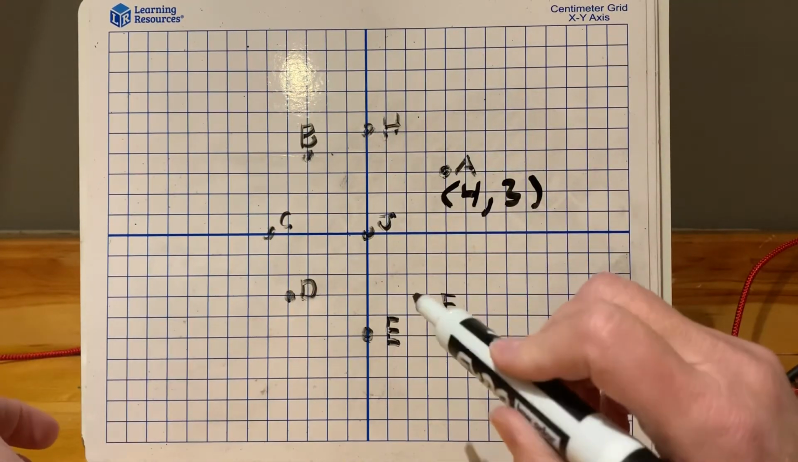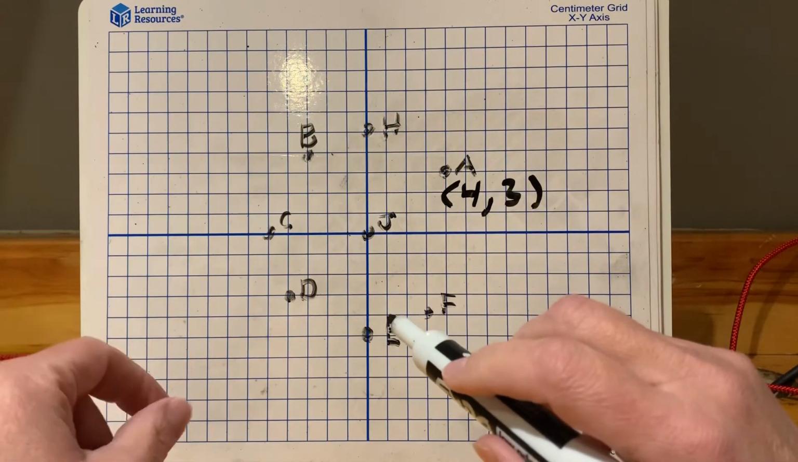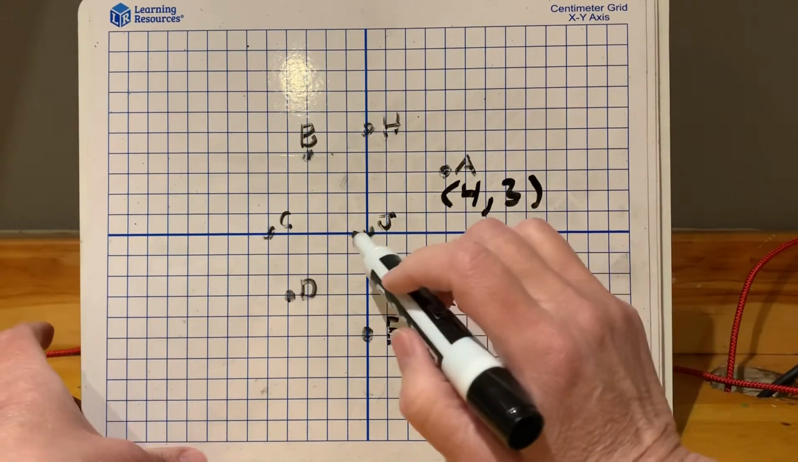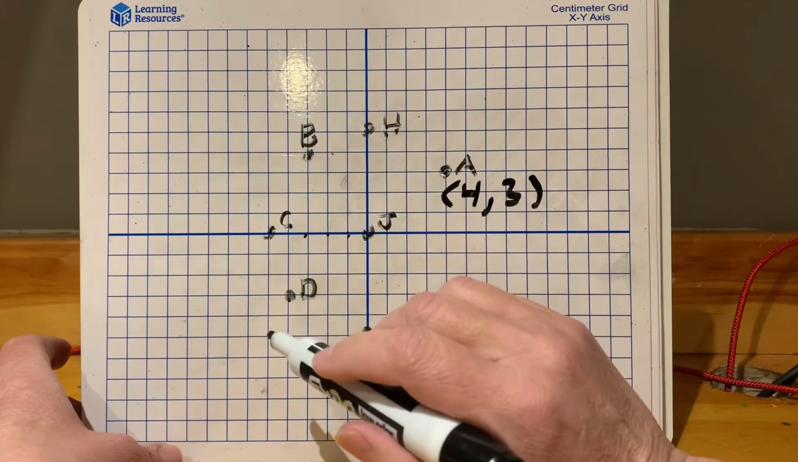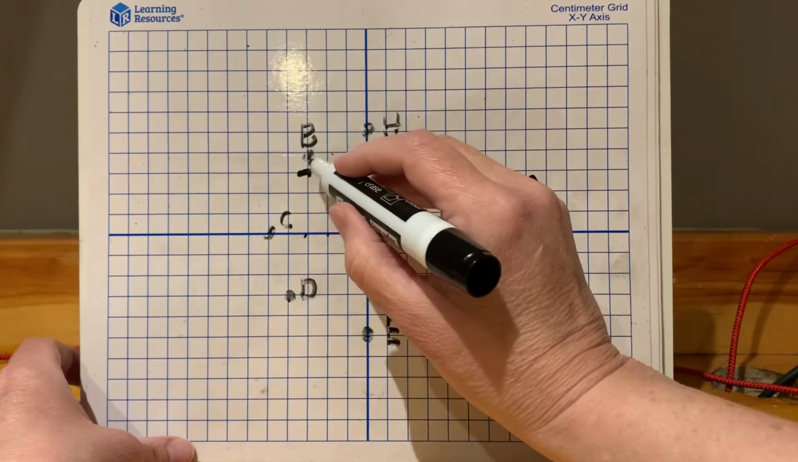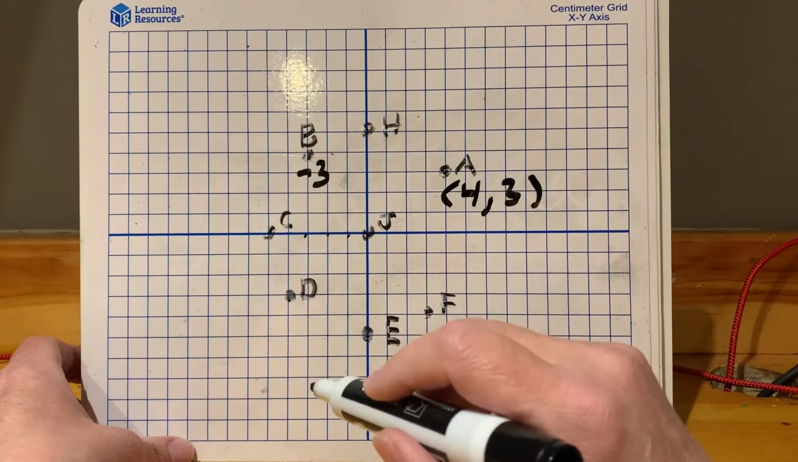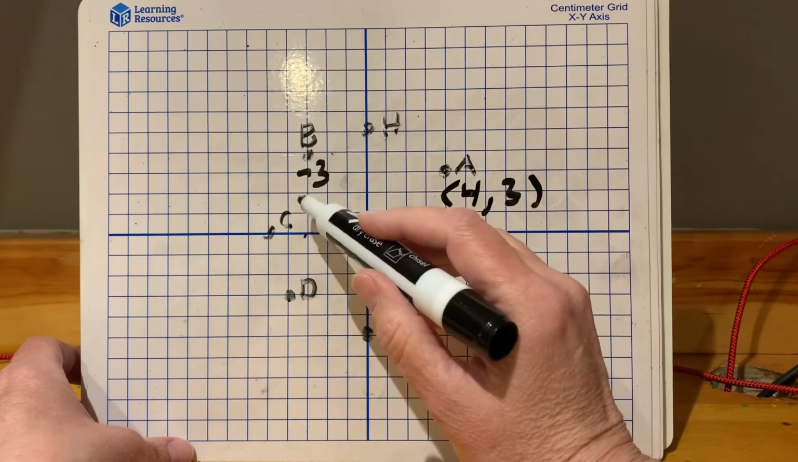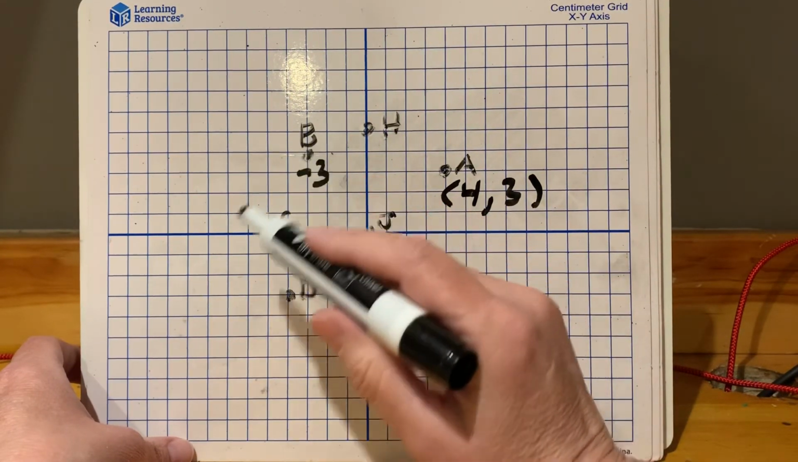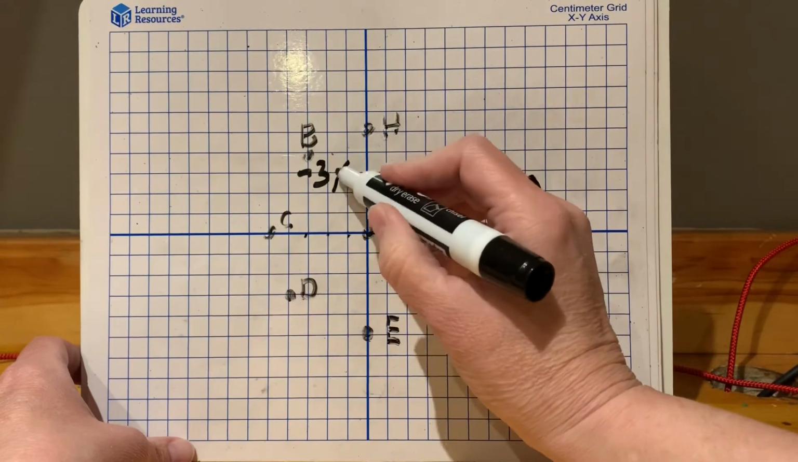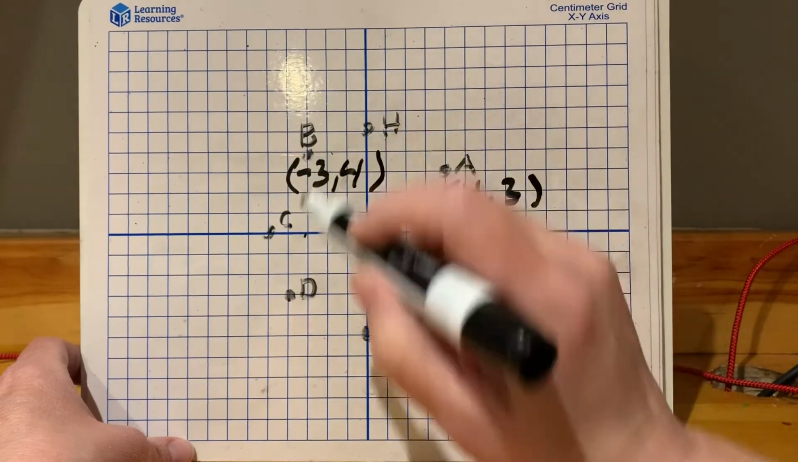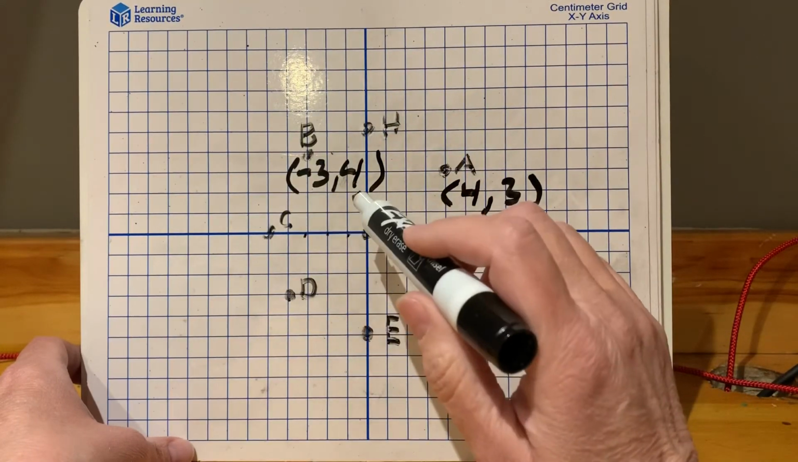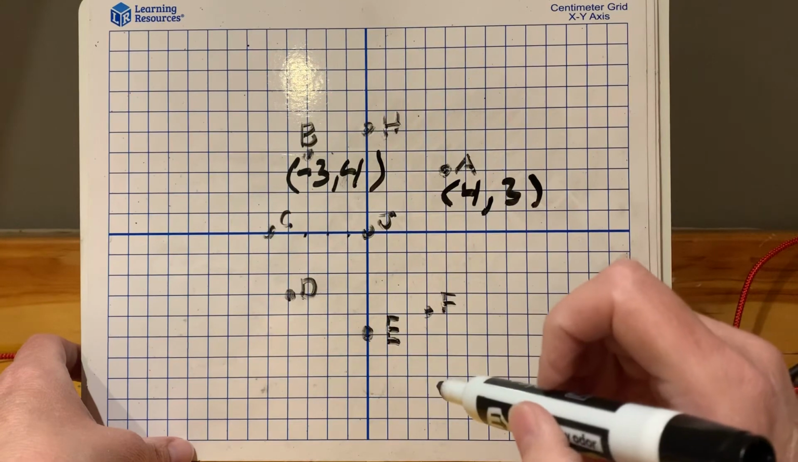Now let's find the coordinates for point B. Now point B, we always find the x-coordinate first. We're going to the left, 1, 2, 3 spots. So that is going to be -3 for our x-coordinate. Then we are going up 1, 2, 3, 4. So we went up 4, and because we went up, it is positive, and our coordinate for point B is (-3, 4).